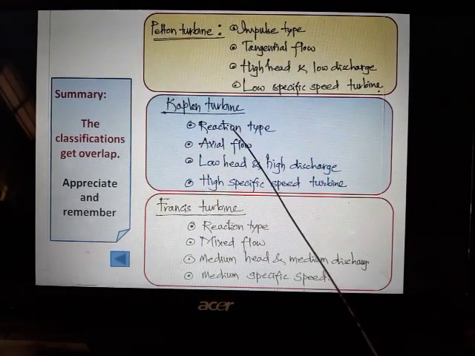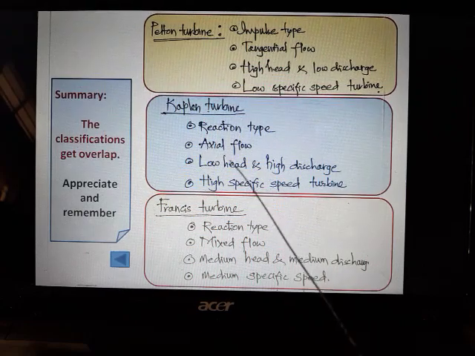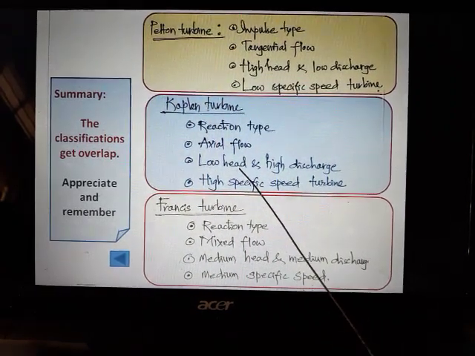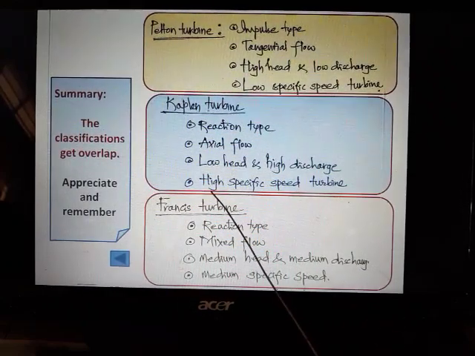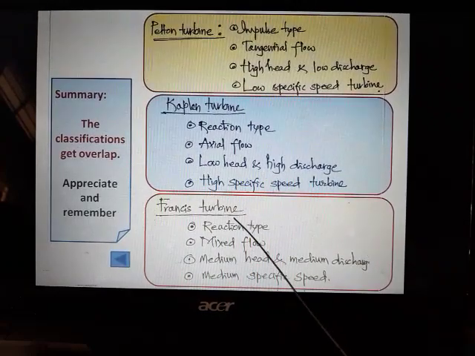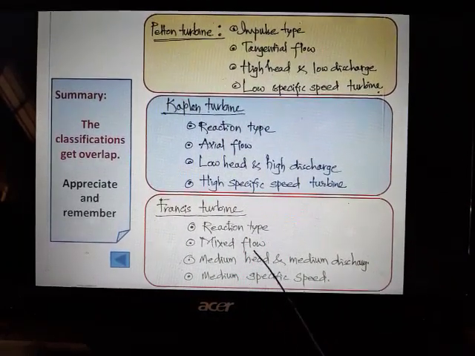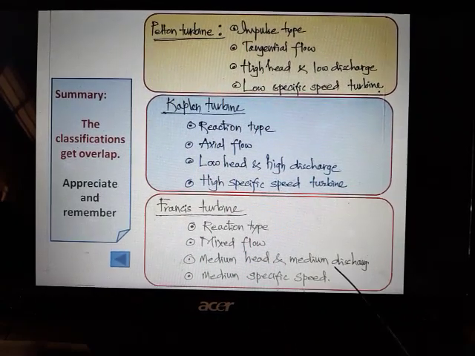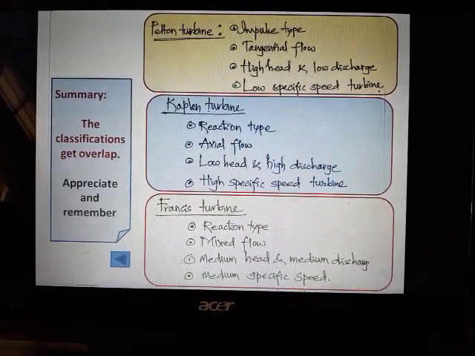Similarly, Kaplan turbine is a reaction turbine. It's an axial flow turbine. It is a low head and high discharge turbine, high specific speed turbine. In between these two, you have the Francis turbine, which is also a reaction turbine, of course, but it is a mixed flow turbine, medium head and medium discharge, medium specific speed. So this is about classification of the turbines.